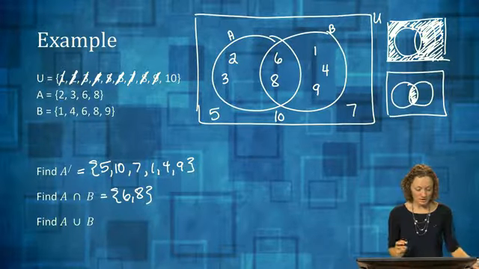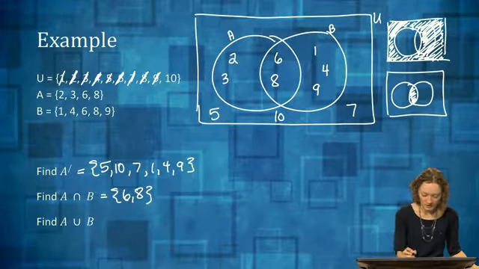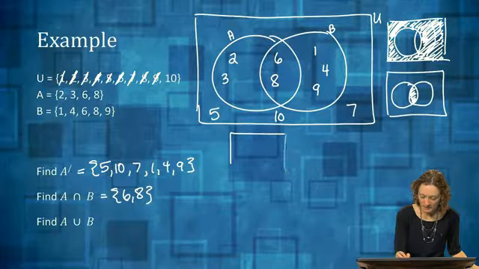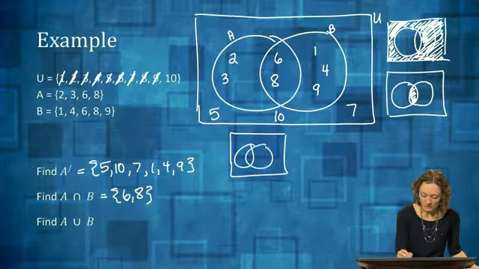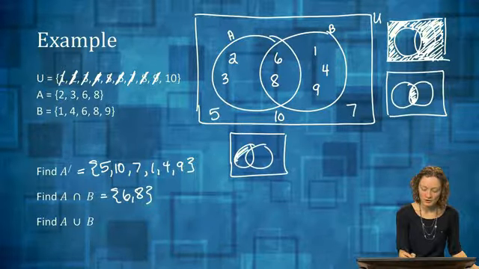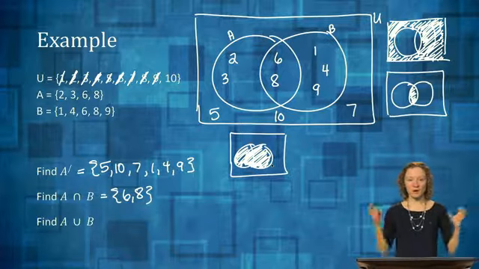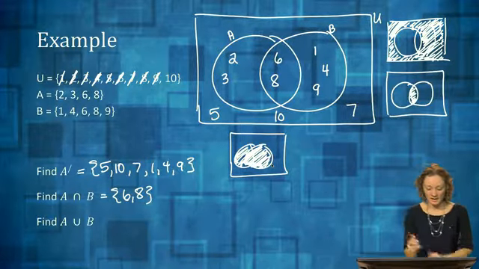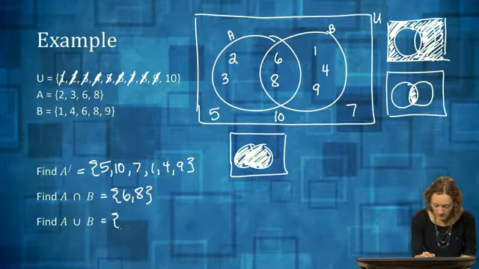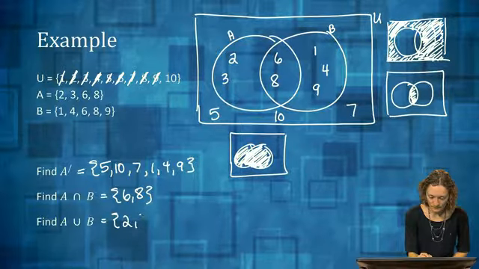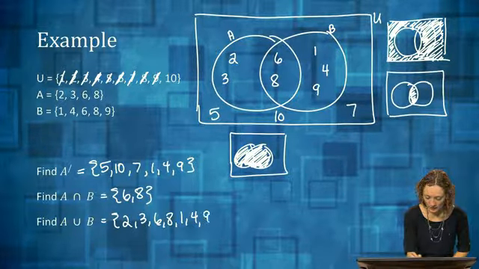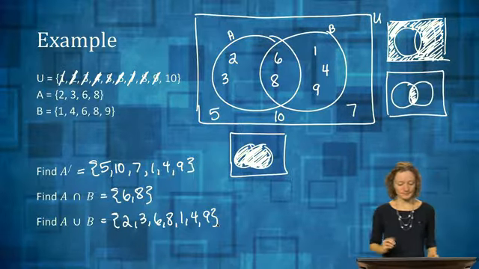And then the last question for this picture is the union, A union B. Remember, union means everything from both. It's the two sets getting married. So it's going to be everything from both of them. So all elements that fall inside either circle. So we have 2, 3, 6, 8, 1, 4, 9.